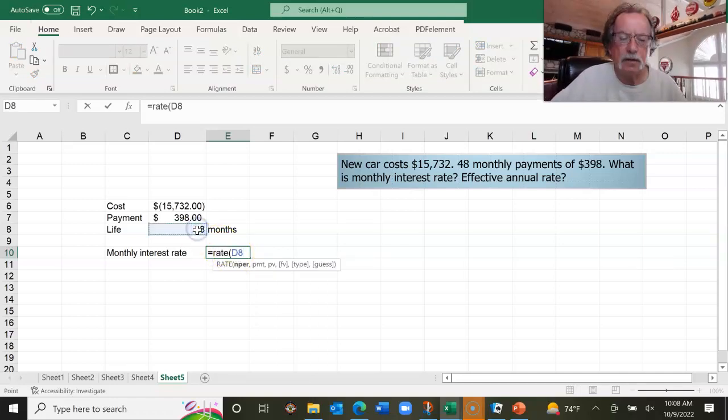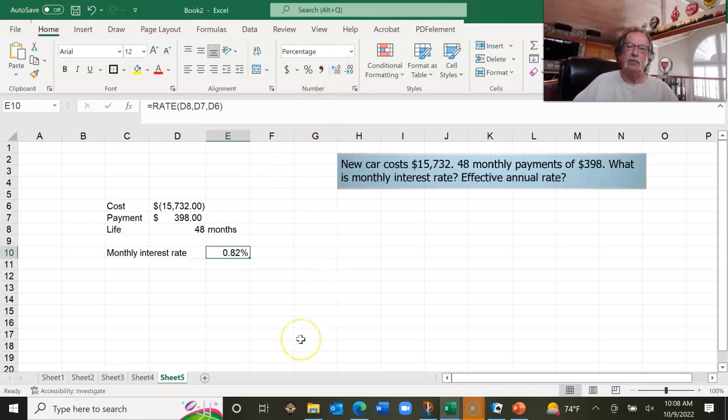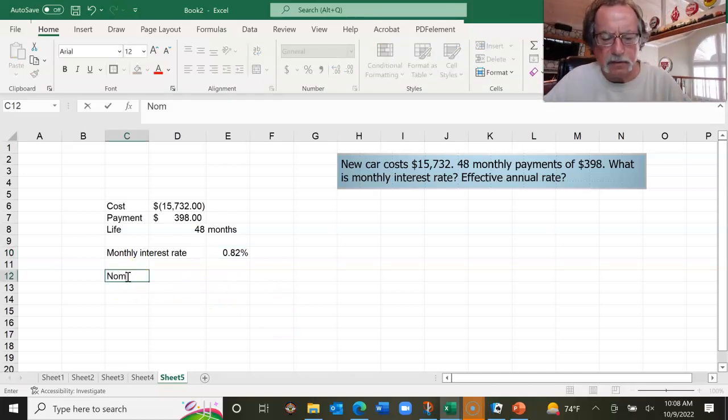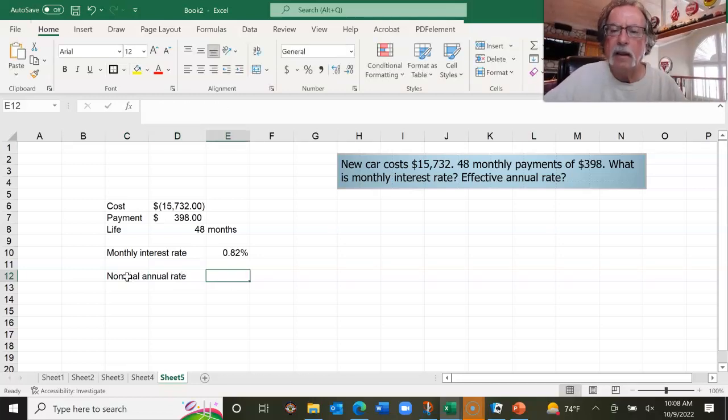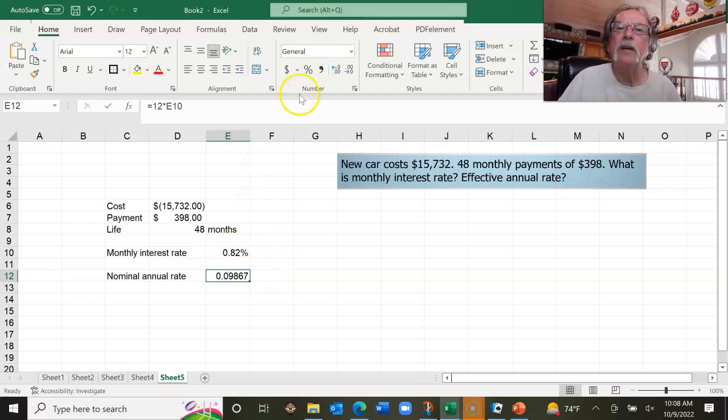And the number of periods is 48. The payment is 398. And the initial cost is negative $15,372. And so our monthly interest rate is 0.82%. That's per month. Our nominal annual interest rate is going to be 12 times that. Let's make it a percent.